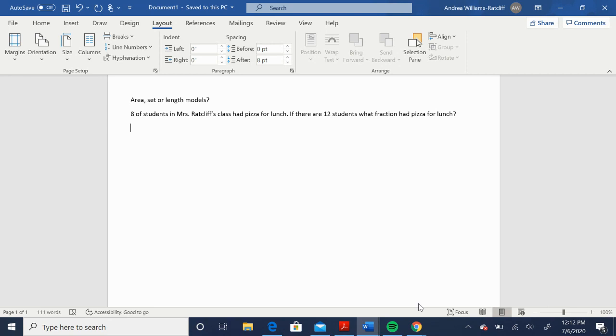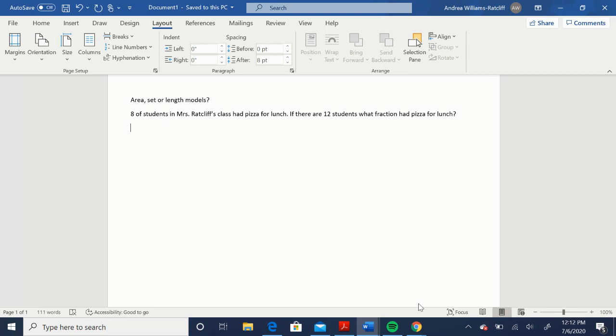Okay, so let's look at the question here. 8 of the students in Ms. Ratcliffe's class had pizza for lunch. If there are 12 students total, what fraction had pizza for lunch? Most people would just want to respond 8/12, which is true if you're thinking of this as a part out of a whole situation. But most of us are going to expect that to be simplified.